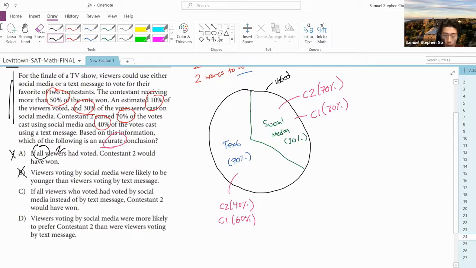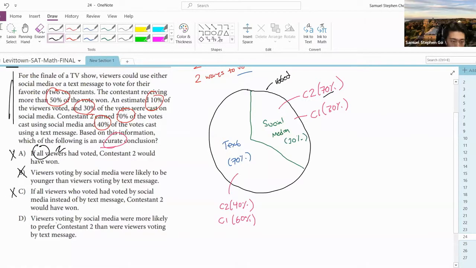Choice C: if all viewers who voted, so that's again those 10% of viewers, had voted by social media instead of by text message, contestant 2 would have won. So let's look at this pie chart here. What C is kind of trying to say is, well, look at social media. Contestant 2 got the majority of it. Therefore, if everyone who texted also voted by social media, then contestant 2 must have won. That is not necessarily true, right? They might not be the same people, the people texting versus voting by social media. So we don't know, we can't really infer that. It is quite a stretch. So like a maybe no on this one.